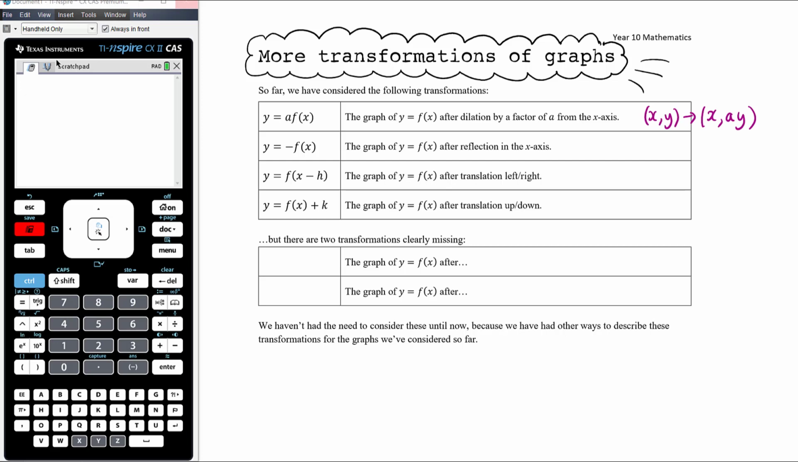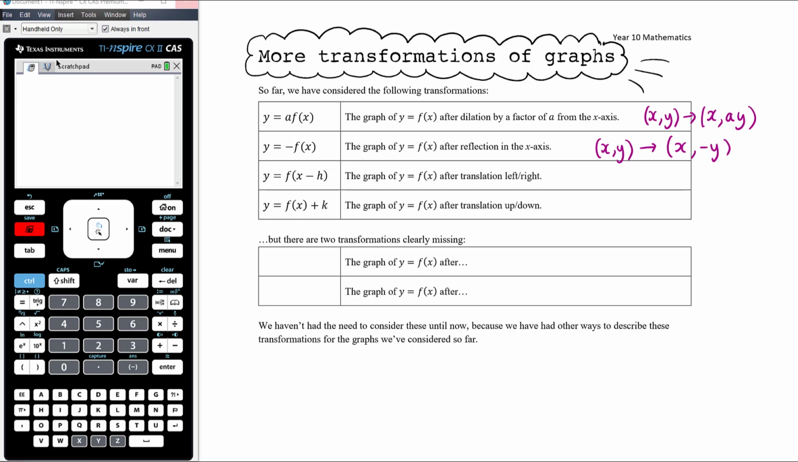We know that when we stick a negative in front of the function, or multiply the function by -1, we're going to reflect that graph in the x-axis. So what happens when we reflect a graph in the x-axis, it's not the x coordinates that are changing, it's the y coordinates that change. So every point on the graph with coordinates x, y becomes the point (x, -y). So the y coordinate becomes negative, and that sees it flip around to the other side of the x-axis.